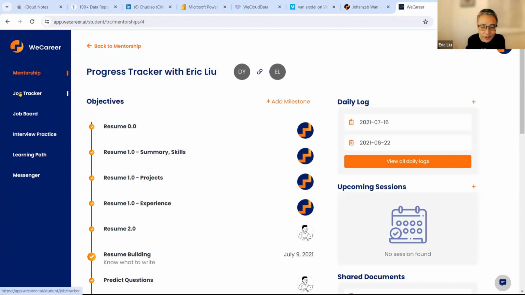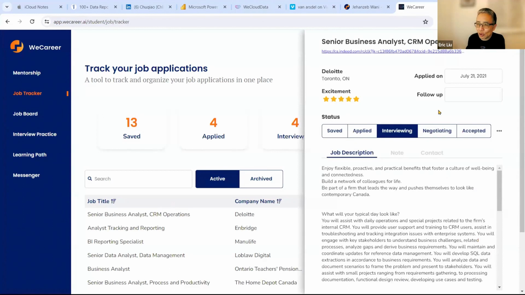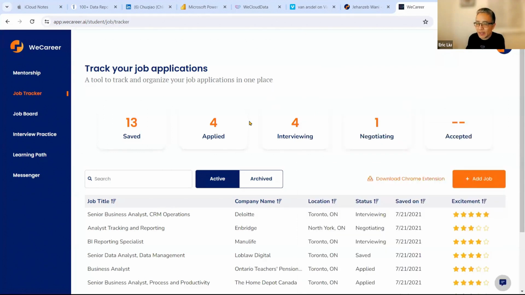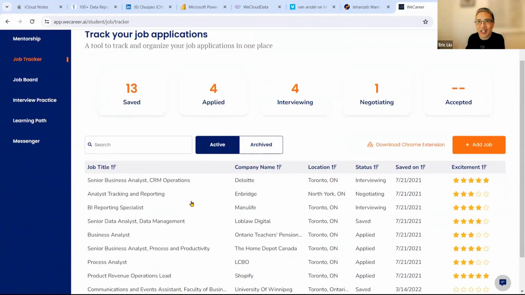And the job tracker is actually a very useful feature. You can download this Chrome extension. And then every time you go on Indeed or on LinkedIn, if you see a job you like, you just click on the extension, and that job will automatically be parsed and saved into the job tracker. So both mentor and mentee have access to the job tracker, and this just helps you get organized.